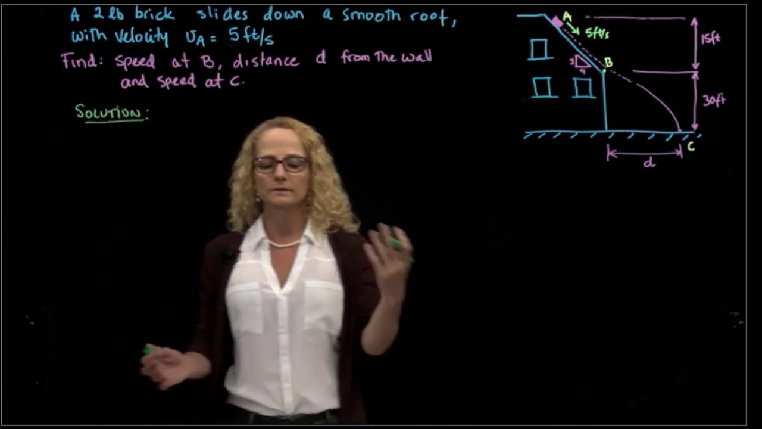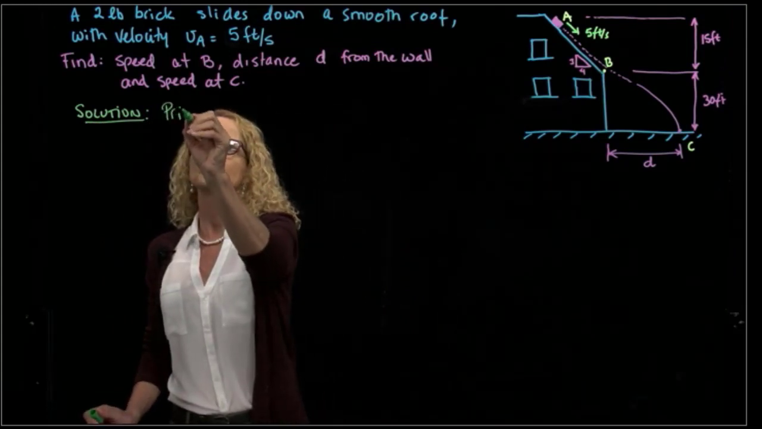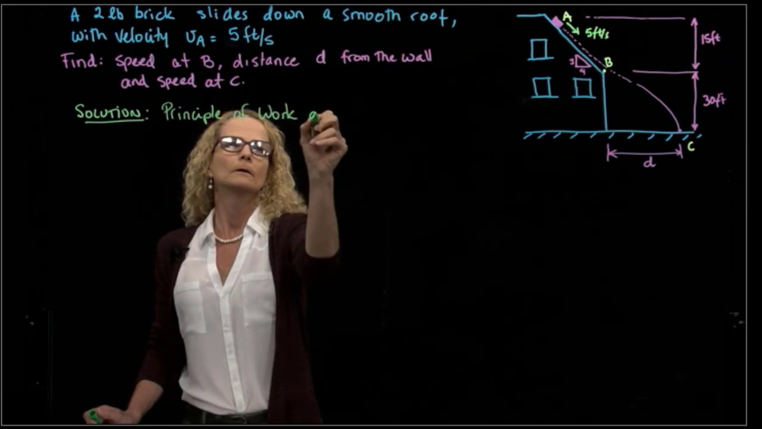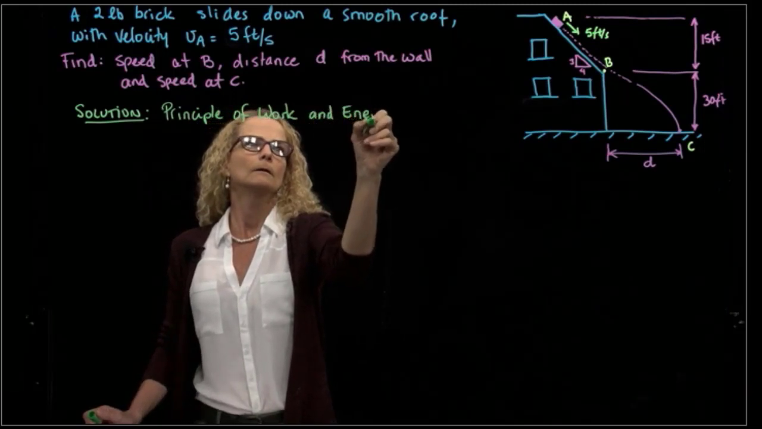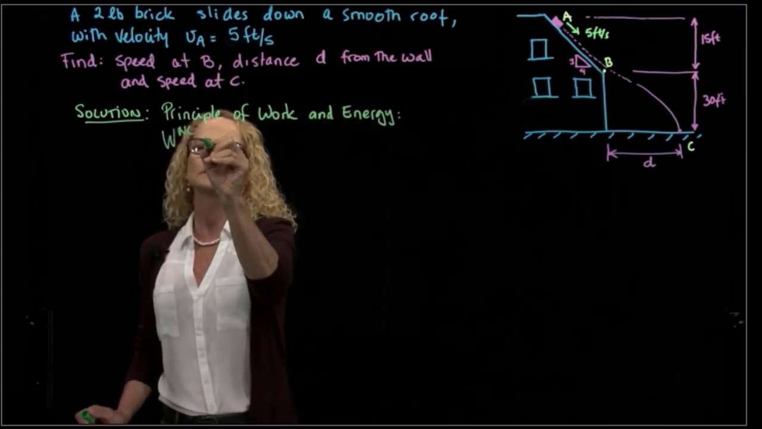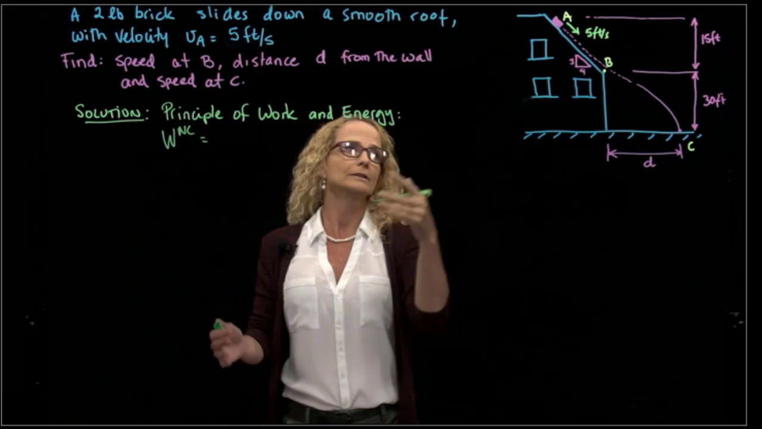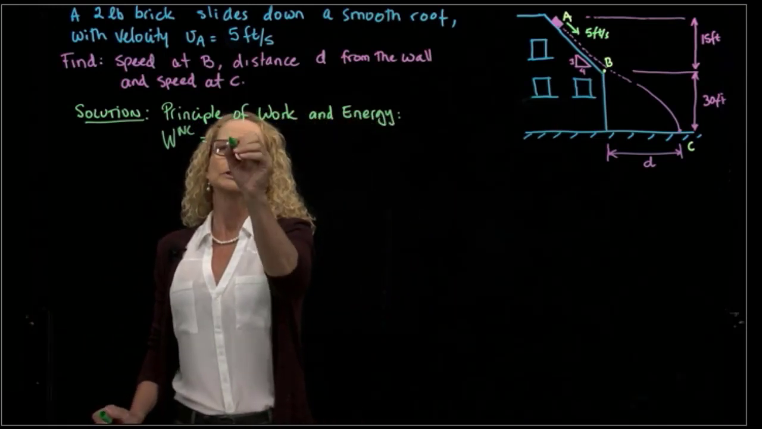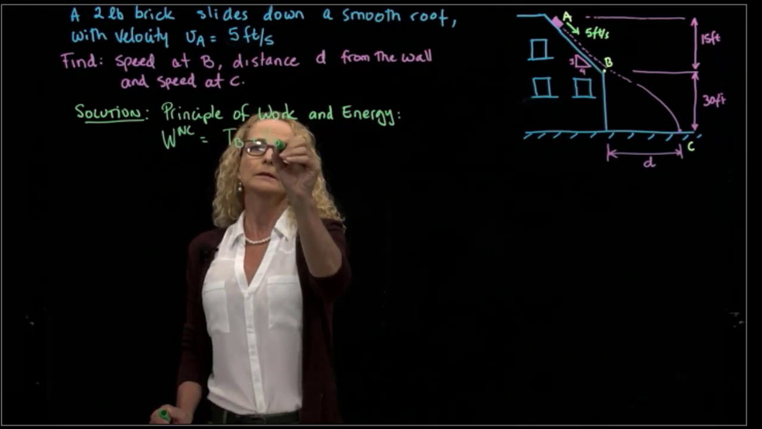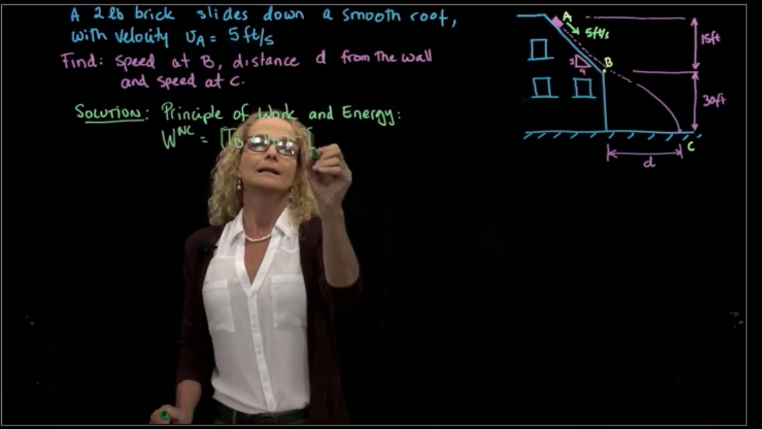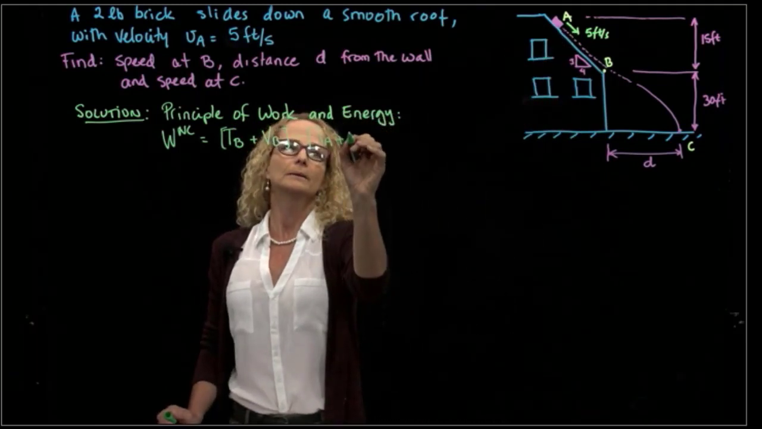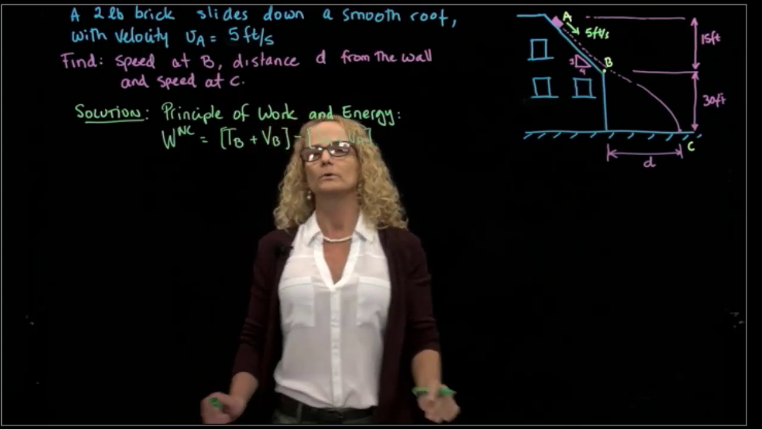As you know, there are several ways to write the principle of work and energy. The way I like to write it is that the work of non-conservative forces is equal to the total energy in the second position, which is kinetic energy plus potential energy, minus the total energy in the initial position, which is kinetic energy plus potential energy.